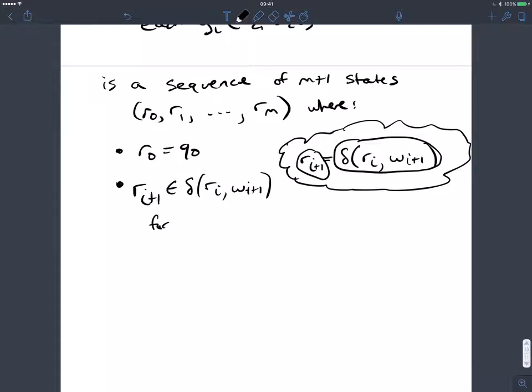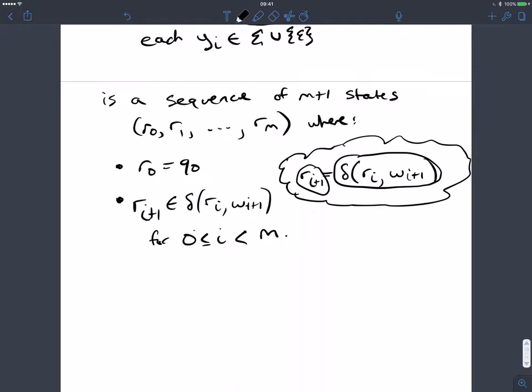For now, let's make sure we get the indices right. So i is going to be at least 0, and strictly less than m. The indices are a little different than last time, but it's the exact same type of statement.